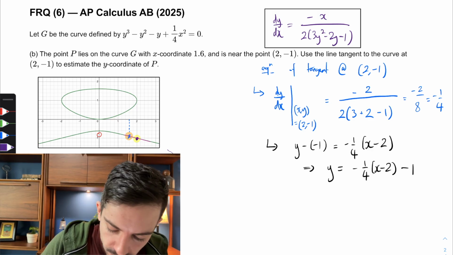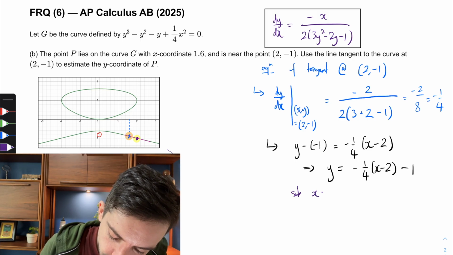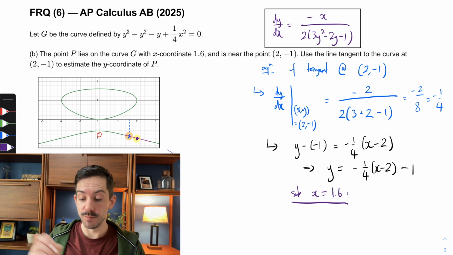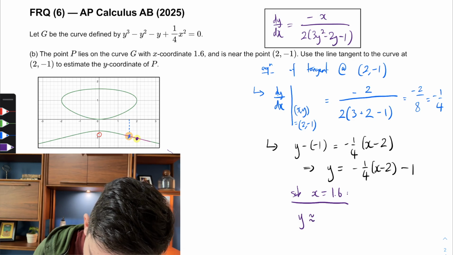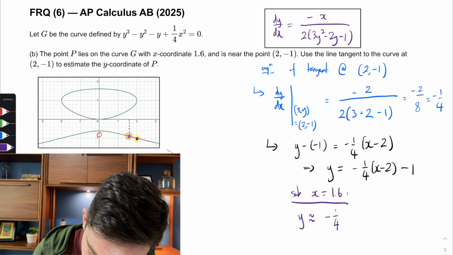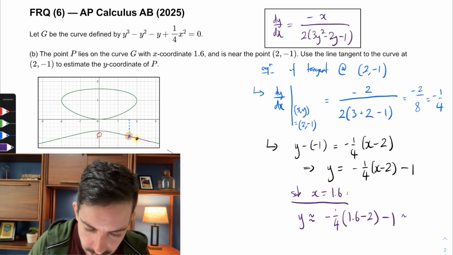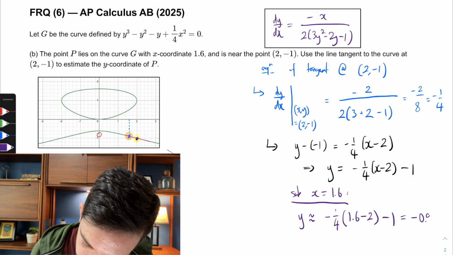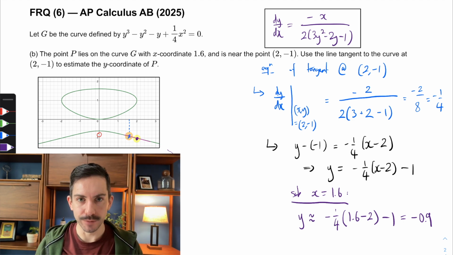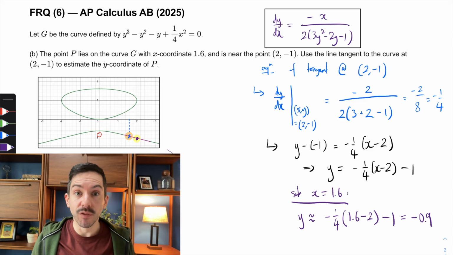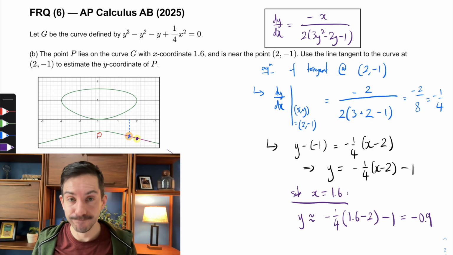So what we're going to do is substitute x equals 1.6 into the equation for the tangent line, and that will give me an approximation of the y coordinate of the point on the curve G. So y is going to be approximately equal to -1/4 times 1.6 minus 2 minus 1. If we work out exactly what this is, we should get -0.9 as our answer, which, as we saw from our graph, which remember we wouldn't have on the exam, but here we can compare, is roughly what we were expecting.